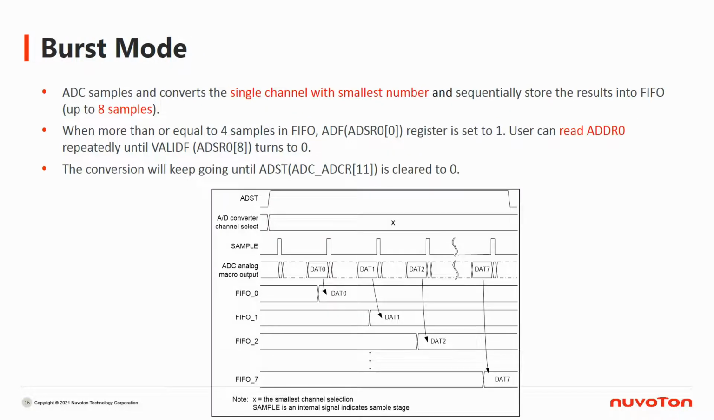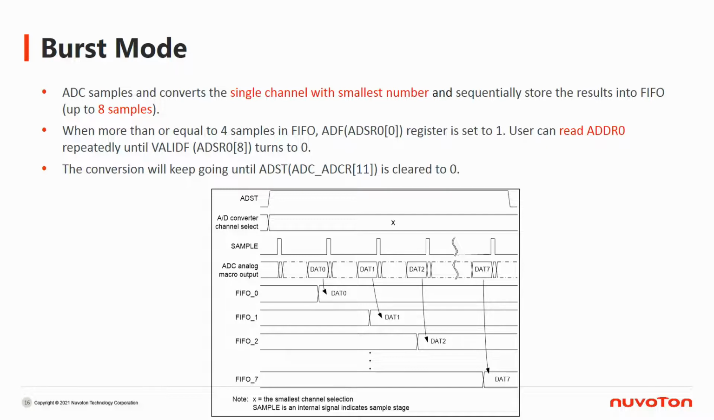In burst mode, the analog to digital converter samples and converts the specified single channel 8 times and sequentially stores the result into FIFO. Check the graph below about the operations. When the ADST bit is set to 1, analog to digital conversion is started on the enabled channel with the smallest number. Notice that if software enables more than one channel in burst mode, only the channel with the smallest number is converted. Other enabled channels will be ignored.